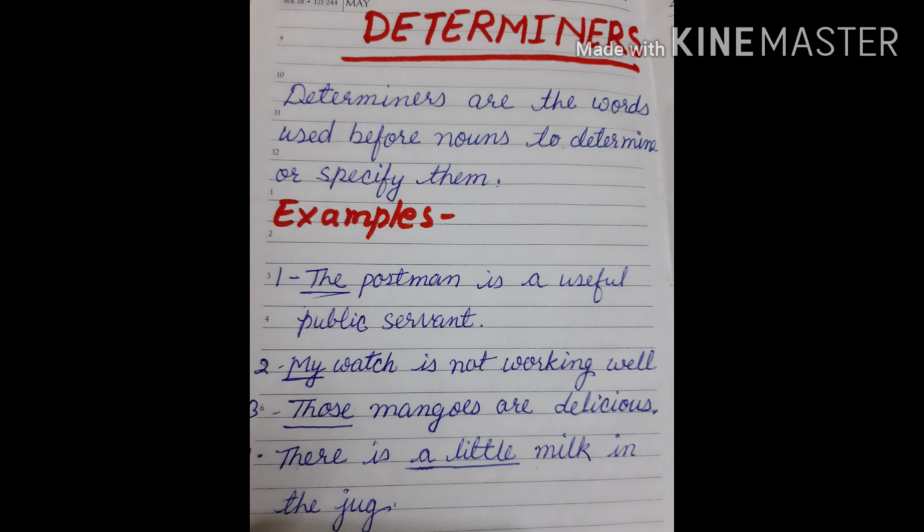In the first sentence, the specifies the person, postman. In the second sentence, my shows the ownership of the noun watch. In the third sentence, the word those determines or specifies the mangoes. It points out mangoes and says those mangoes. So it is a determiner. In the fourth sentence, a little determines the quantity of the noun milk.